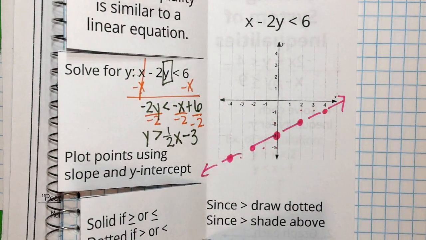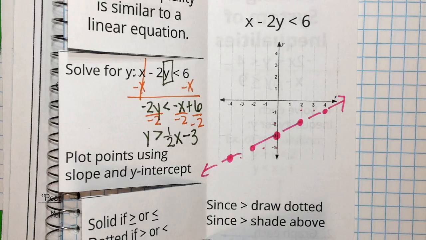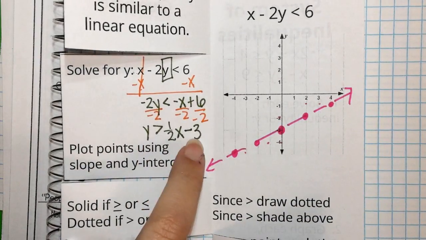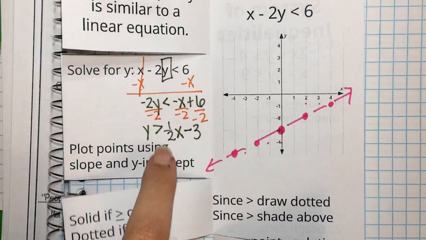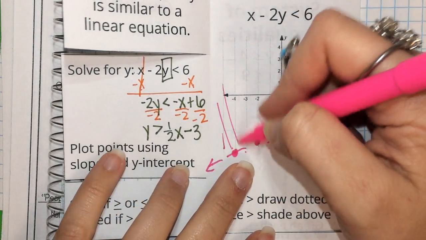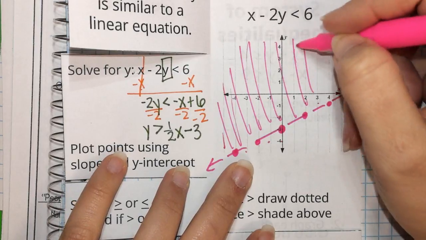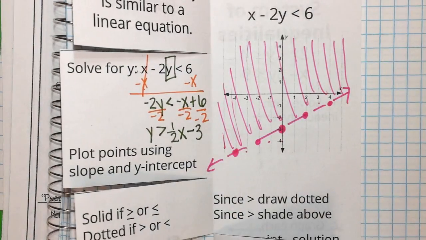And what is our last step? Shade above or below. Do we shade above or below? Above. Always look at the final inequality symbol. Once you put it in slope-intercept form, look at that symbol. It's greater than, so you shade above. Please don't shade crazy with those markers.